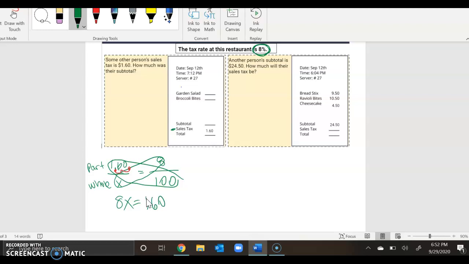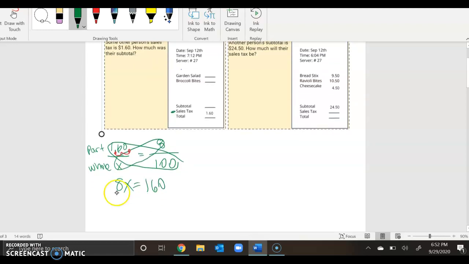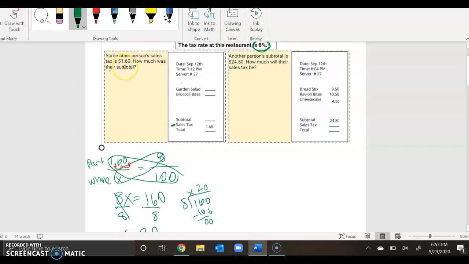Okay, from here we have to get x by itself. So we're going to divide both sides by 8. Top number goes in, bottom number goes out. 8 will not go into 1, but it will go into 16 2 times. That gives us 16. Bring down a 0. Bring back up a 0. So x equals 20.